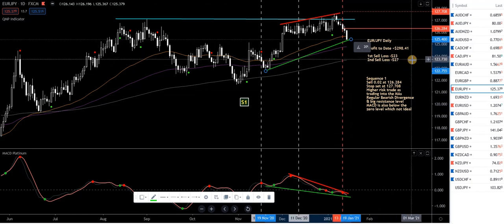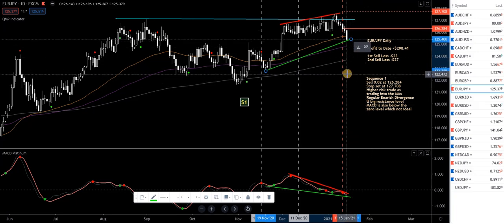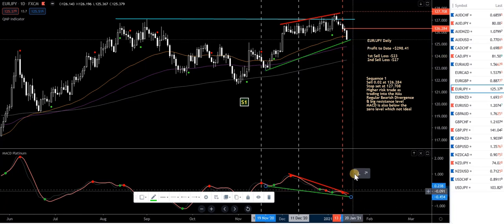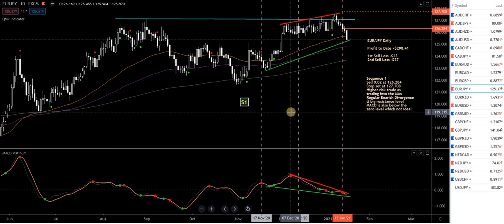So I took losses of 23, 27. Now it looks like we've got the winner eventually, unless something drastic changes. In the meantime, I'm drawing my green potential hidden bullish divergence levels. As I said, I'll just keep on adjusting these every day until they're no longer valid. If they're no longer valid, just delete them. But in the meantime, I like to have a bit of preparation.